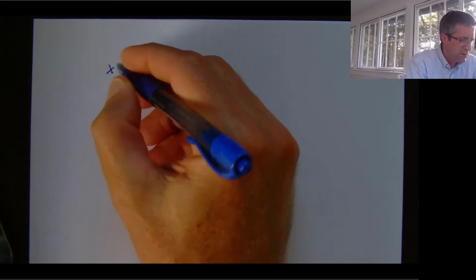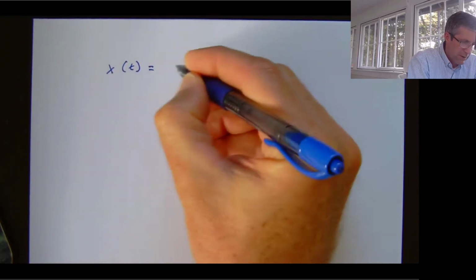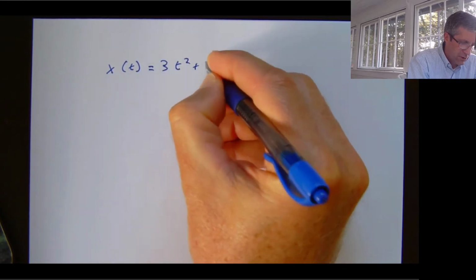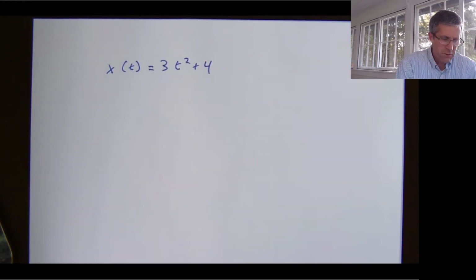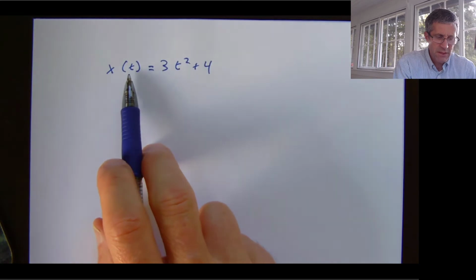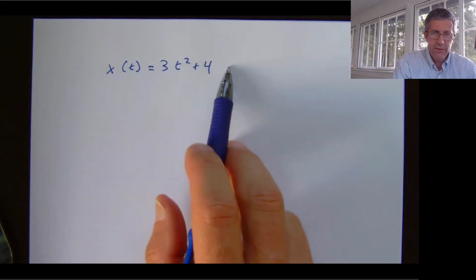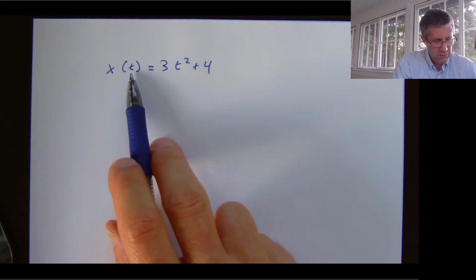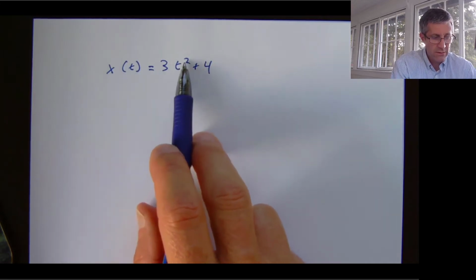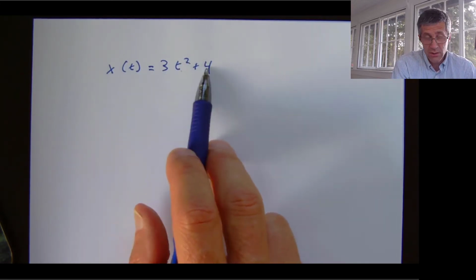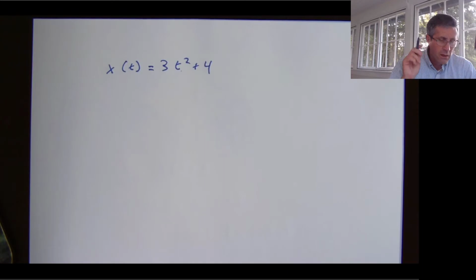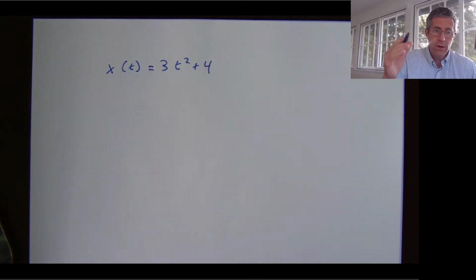So suppose we have a position graph that follows this function. At any point in time t, I can find my position. So at a time of 10 seconds, that's going to be 300 plus 4, so 304 meters. Again, let me walk you through the process and a reminder of a few things.